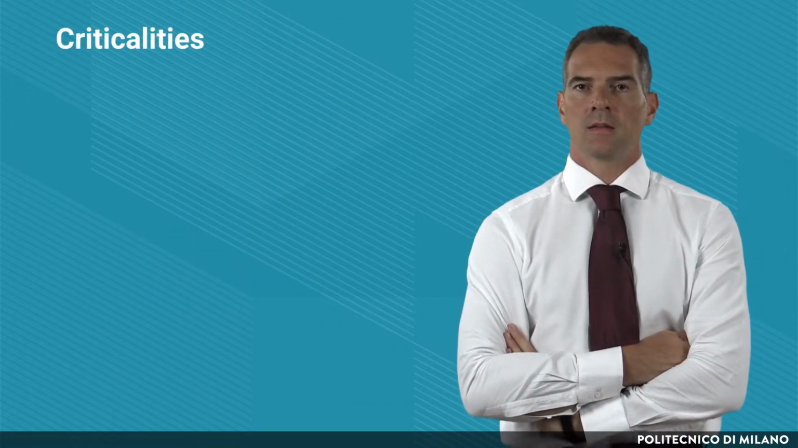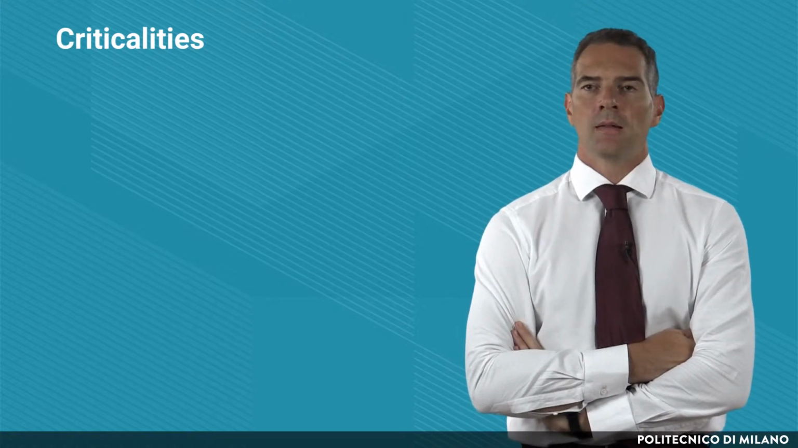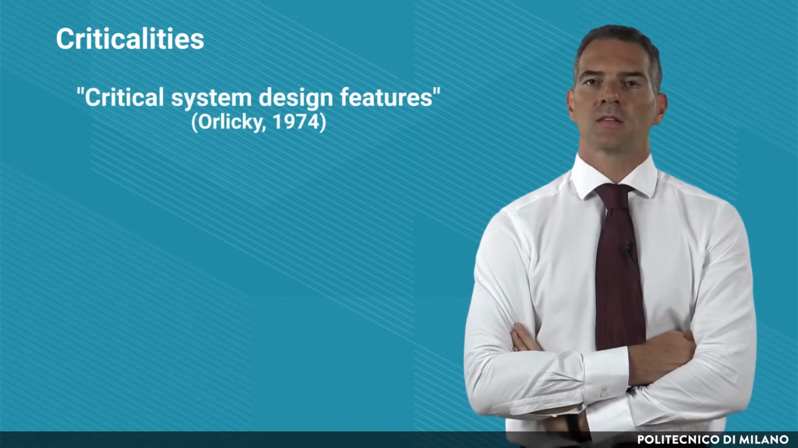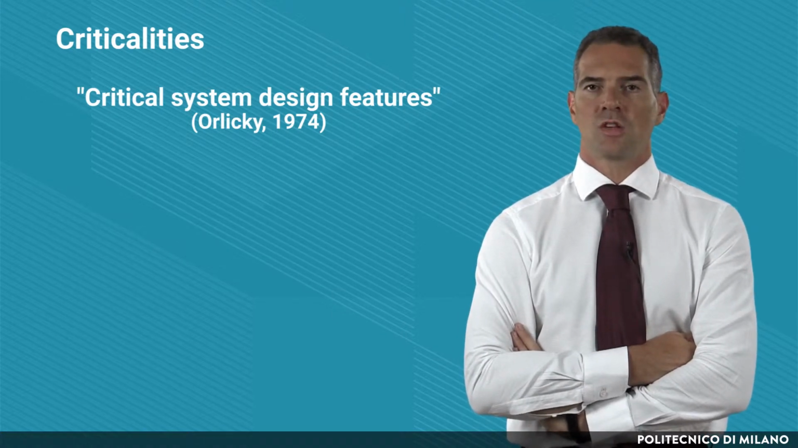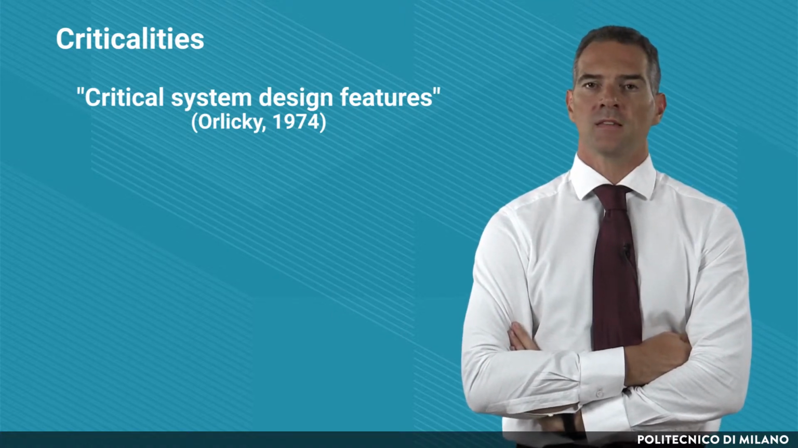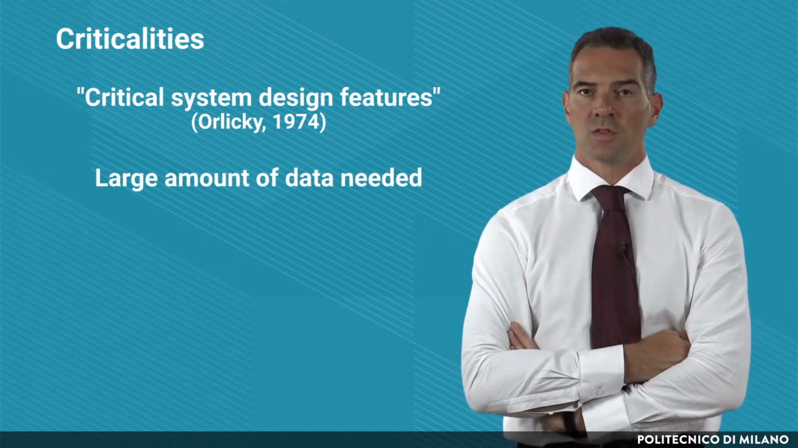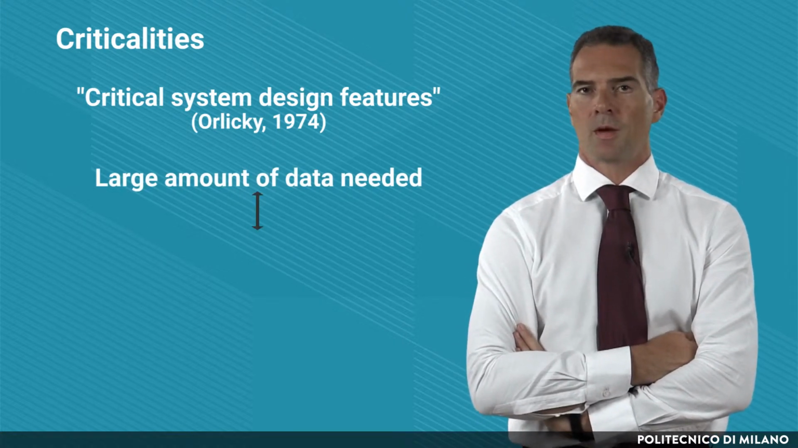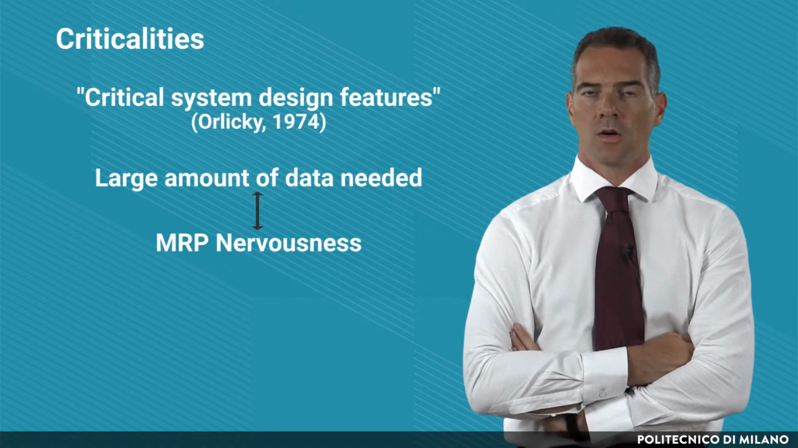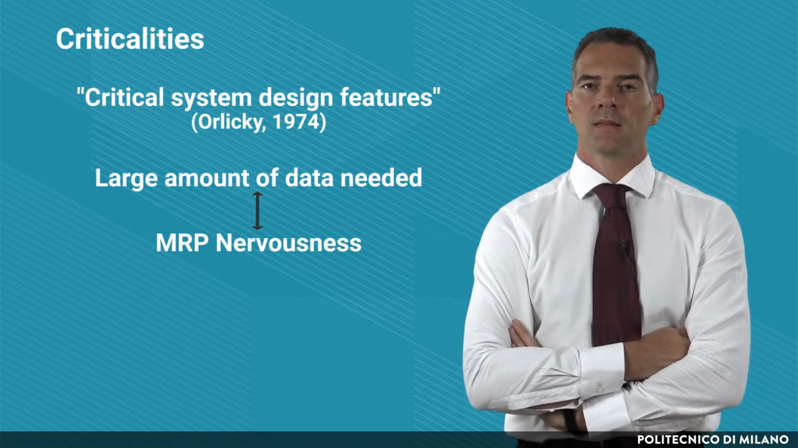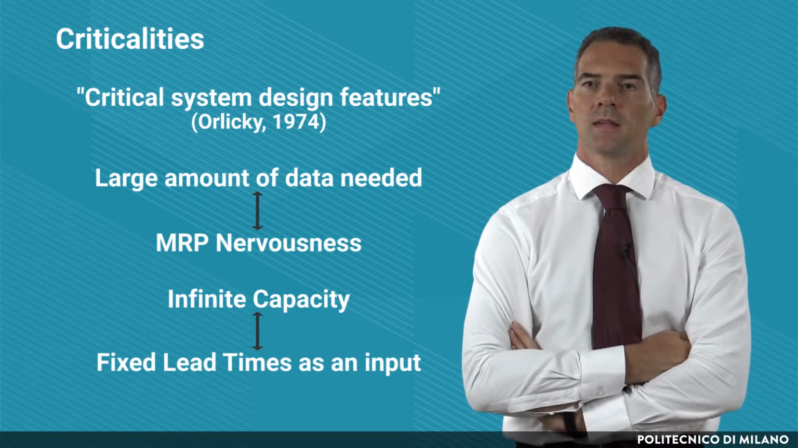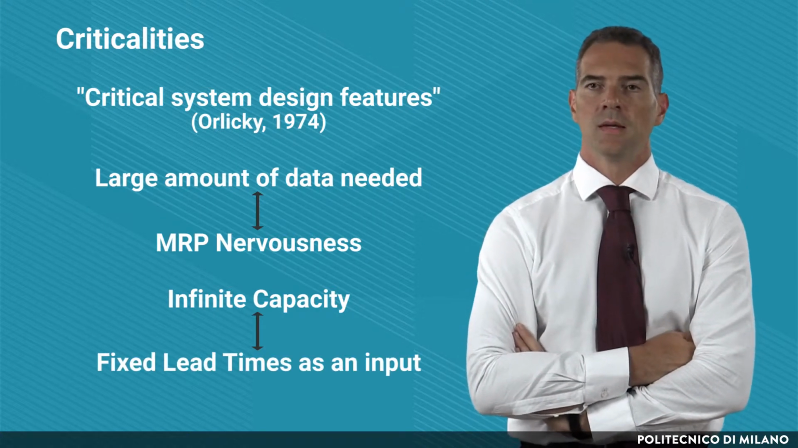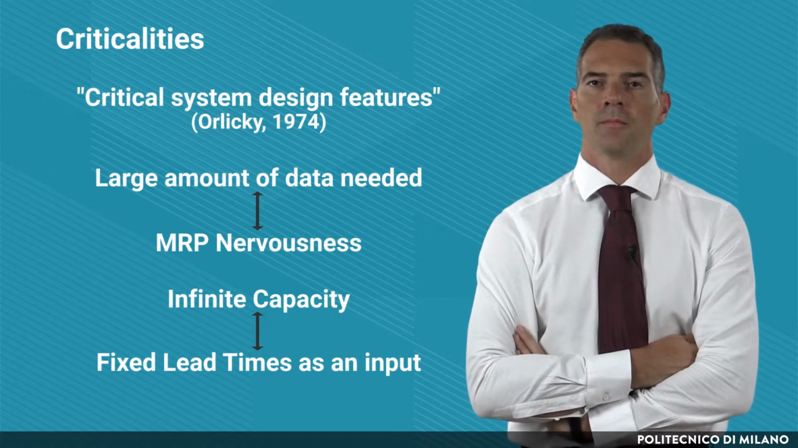According to Orlicky, the father of MRP, the MRP procedure has some critical system design features that, for the sake of brevity, can be synthesized into just two. The first one is the large amount of data needed, which is then connected with one feature of the MRP, which is its nervousness or instability, and the assumption of infinite capacity, which is also connected to the use of fixed lead time as an input to the procedure. Let's start from the first problem.